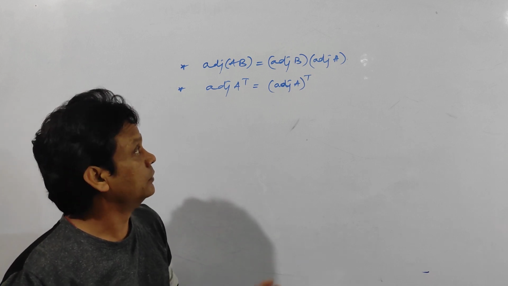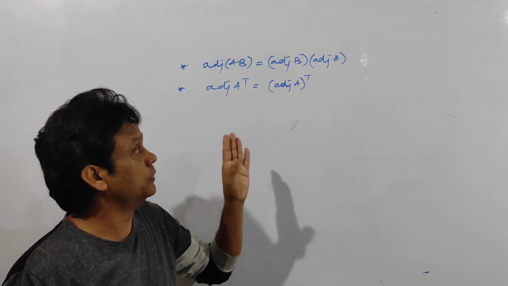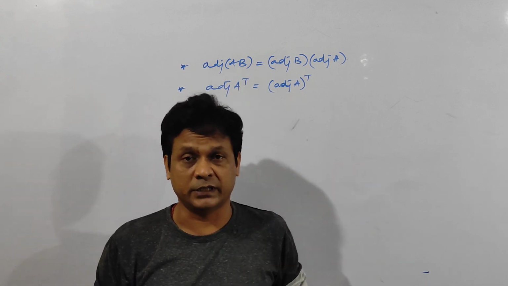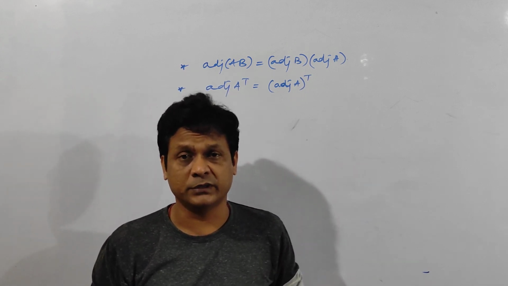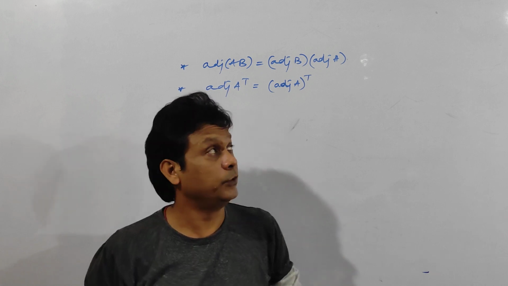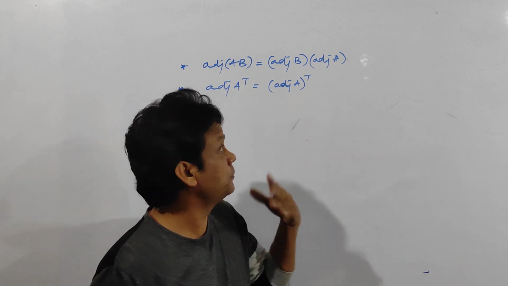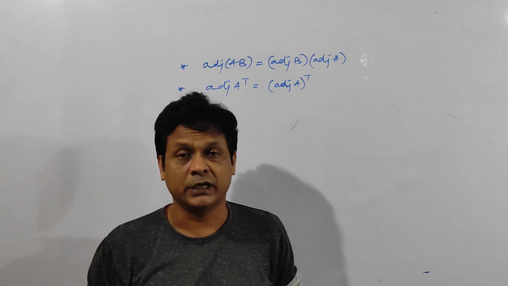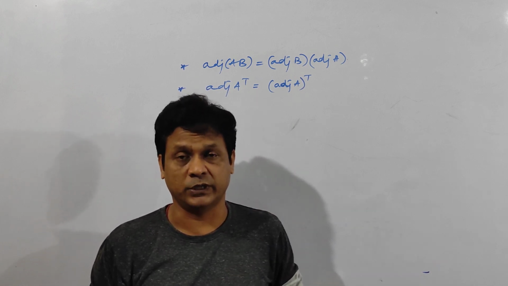Clear? Now, I have told you about the properties and shortcut tricks about the adjoint of a matrix. Simply do some problems so that it will be easy for you. And in my next video, I will tell you about some properties of the inverse of a matrix and how to find the inverse of a matrix quickly. Okay.